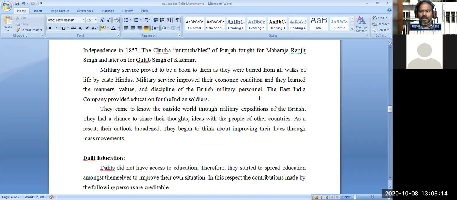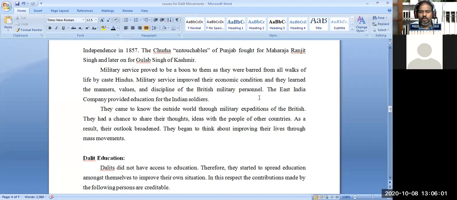Okay, so military service gave courage to the Dalits, that they can criticize or fight against anything which creates hurdles for them. By military service, Dalits learned many things like courage and fighting, and they gave a tough fight, and also learned a great thing, nothing but discipline.